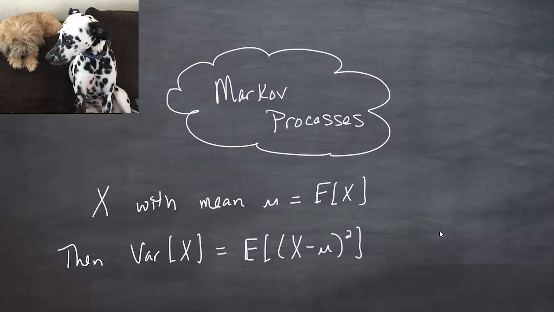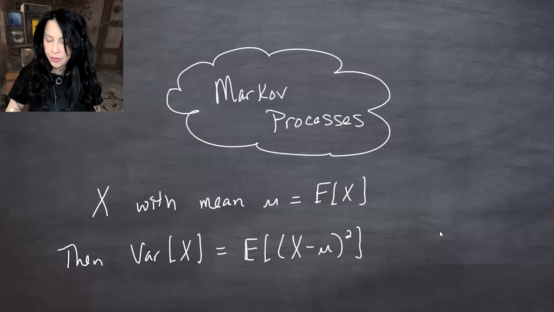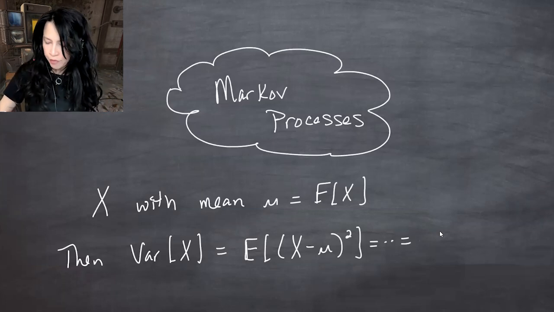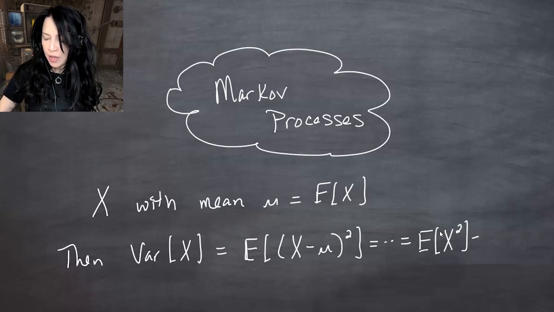And if you square this out and run the expectation through and use those nice linear operator properties, you'll come to the much more commonly used expression for variance in computation, and that is the expected value of x squared minus the expected value of x, all squared.